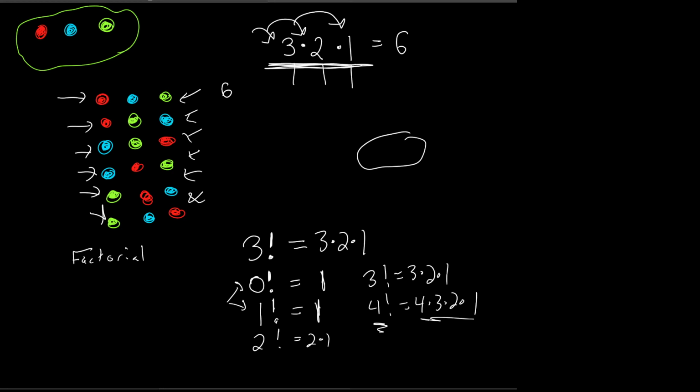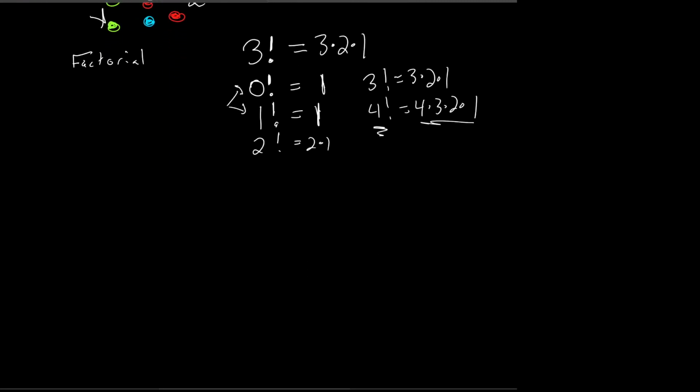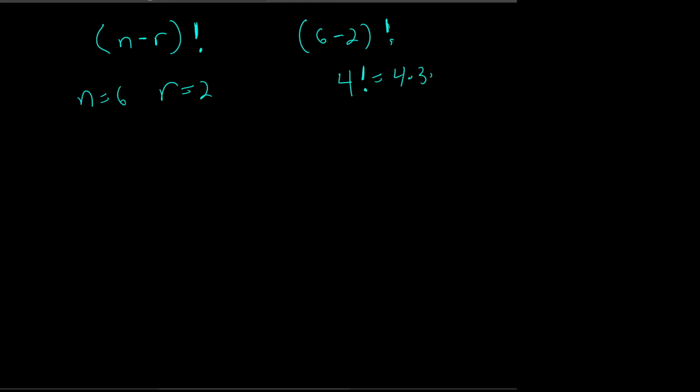Now, we can do different operations with factorials. We'll sometimes have to divide factorials, and also sometimes we have to add or subtract things that make up a factorial. A common thing we'll see is some number of things minus things that were taken out of the choice, and so we'll get n minus r factorial. And so if n is 6 and r is 2, then we put 6 in here and 2 in here, and we do the parentheses first, and we get 4 factorial, or 4 times 3 times 2 times 1, or 24.